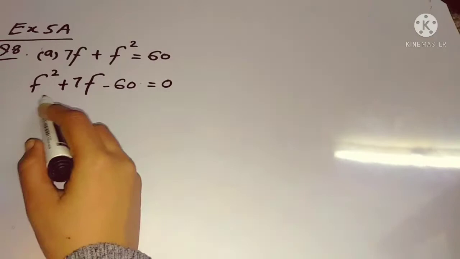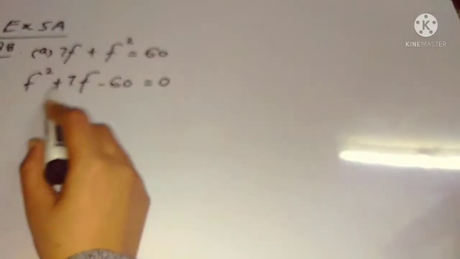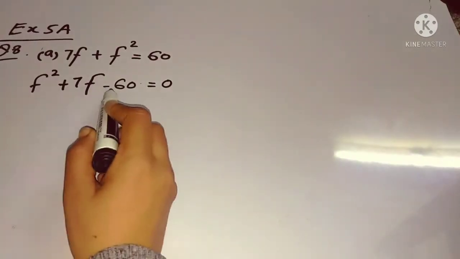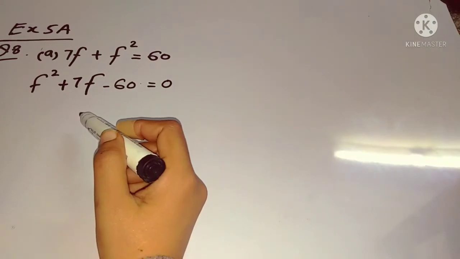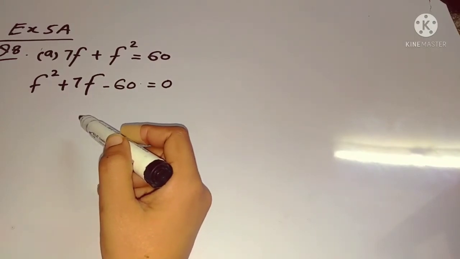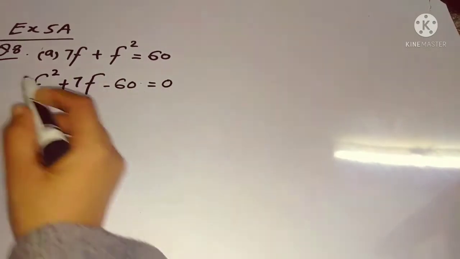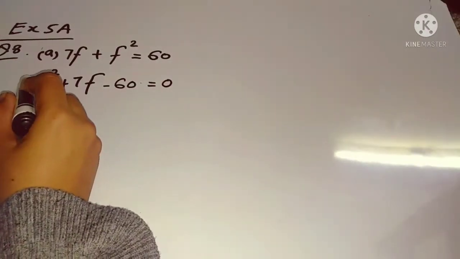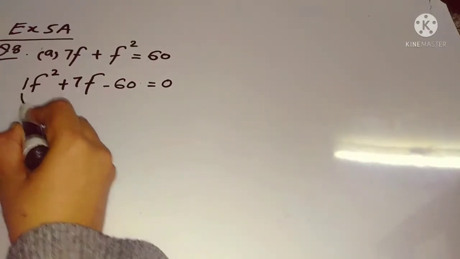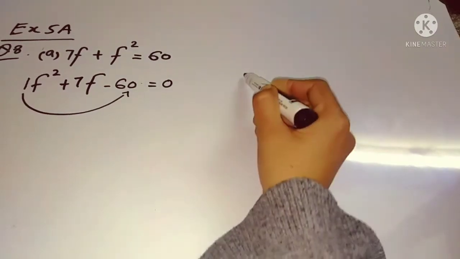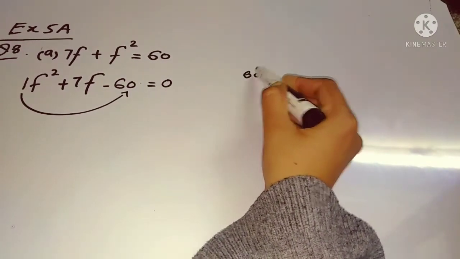Now you can see that you have a quadratic equation: f square plus 7f minus 60. Just remember that whenever you have a quadratic equation, you can solve it with the help of factorization. So I'm going to factorize it. First multiply the first and the last coefficients together. Here the coefficient is 1, so multiply 1 and 60. You will get 60.